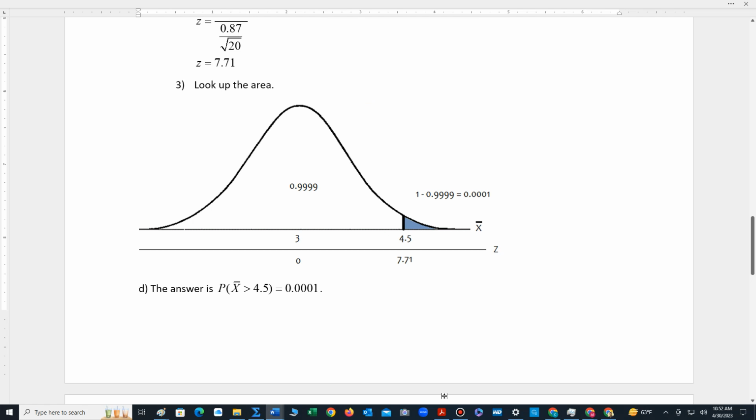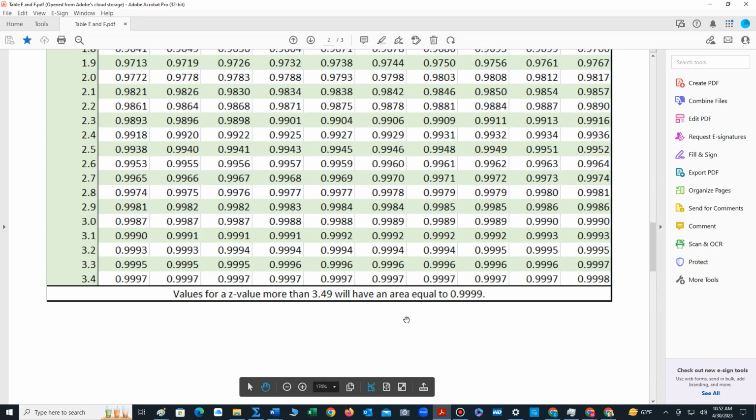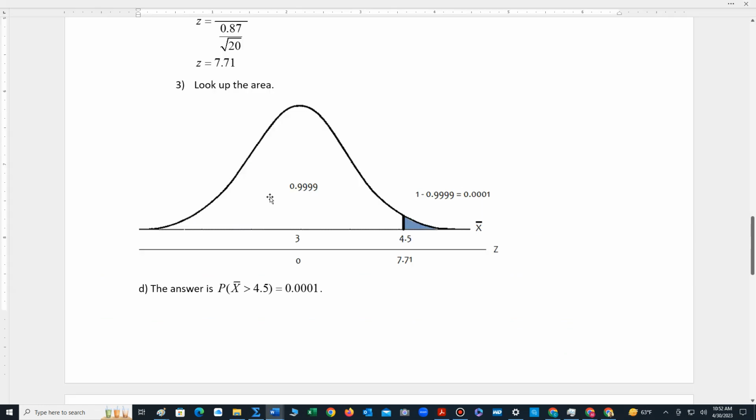When we look up 7.71 in our table, we have to go to the bottom of our table where it states that any z value greater than 3.49 will have an area equal to 0.9999, and that's to the left. And finally, we calculate this tail area. 1 minus 0.9999 is 0.0001. So the answer is 0.0001.